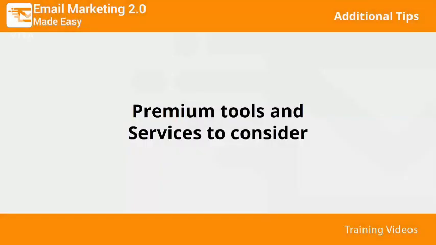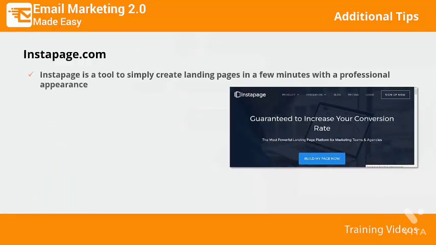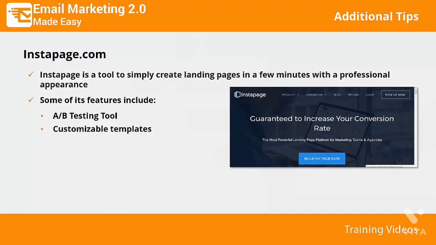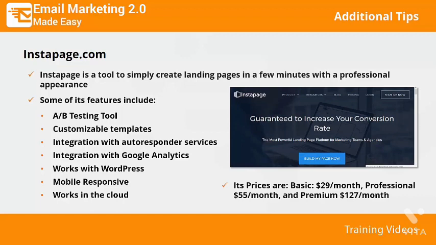Premium tools and services to consider. Among the premium tools and services to consider, we have Instapage.com. Instapage is a tool to simply create landing pages in a few minutes with a professional appearance. Some of its features include A/B testing tool, customizable templates, integration with autoresponder services, integration with Google Analytics, works with WordPress, mobile responsive, and works in the cloud. Its prices are basic $29 a month, professional $55 a month, and premium $127 a month.